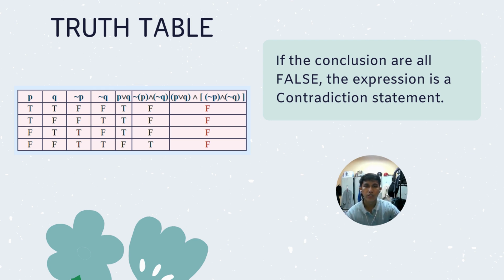So, if the conclusions from the truth table are all false values, the expression is a contradiction statement.